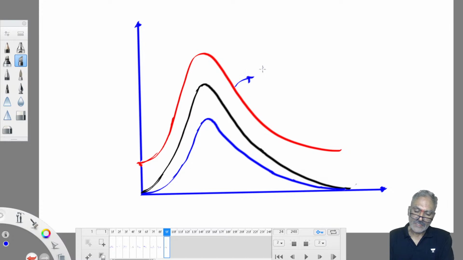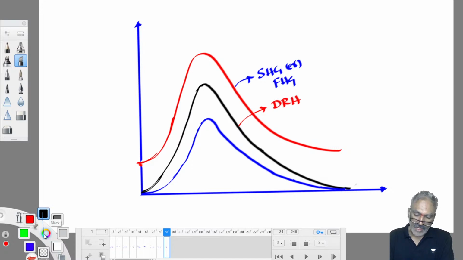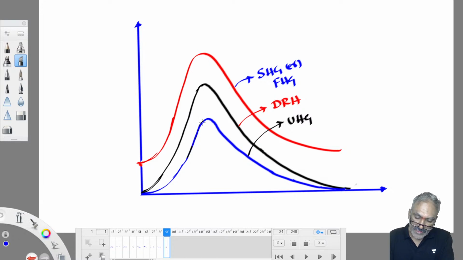So this is the storm hydrograph, also known as the flood hydrograph. The second one is the direct runoff hydrograph representing the same storm, and the last one is the unit hydrograph. Where the peak of the unit hydrograph is, there only you can also notice the peak of the direct runoff hydrograph. So that's the meaning of time invariance.